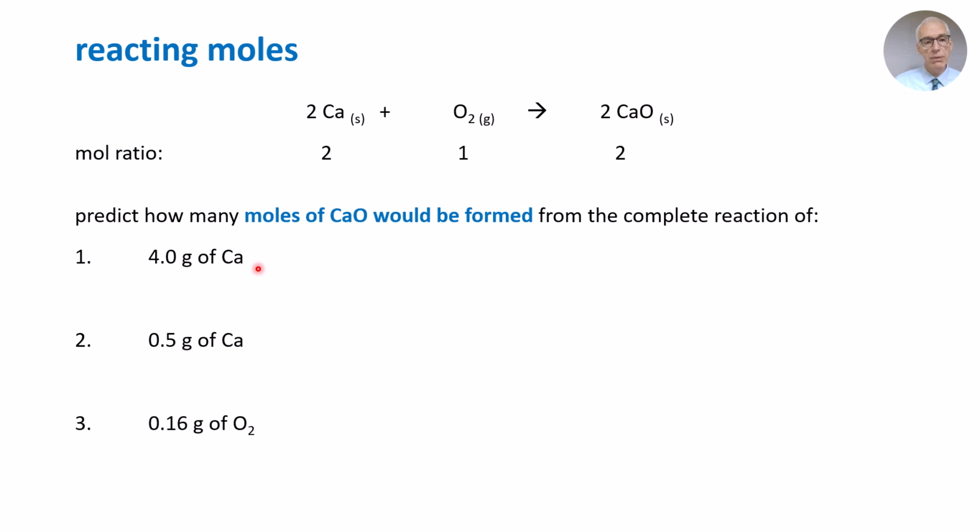Well, the first step is to convert 4 grams of calcium into a number of moles. So 4 divided by 40. 40 is the relative formula mass of calcium. Calcium exists as atoms. So from the periodic table, calcium 40. 4 divided by 40, we have 0.1 moles of calcium. 4 grams is 0.1 moles of calcium. The reacting ratio is 2 to 2, so that would form 0.1 moles of calcium oxide.